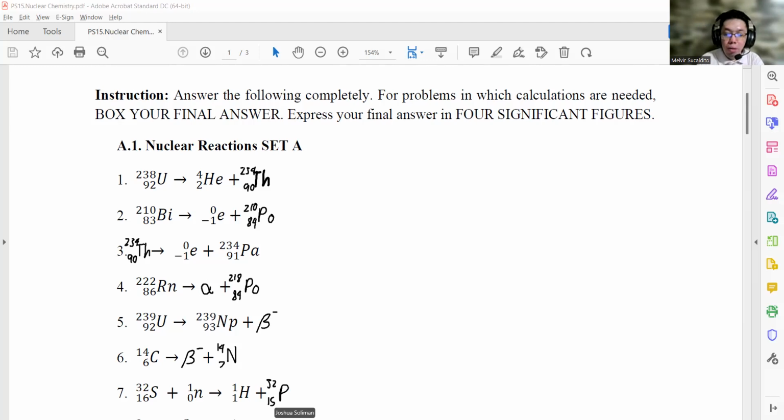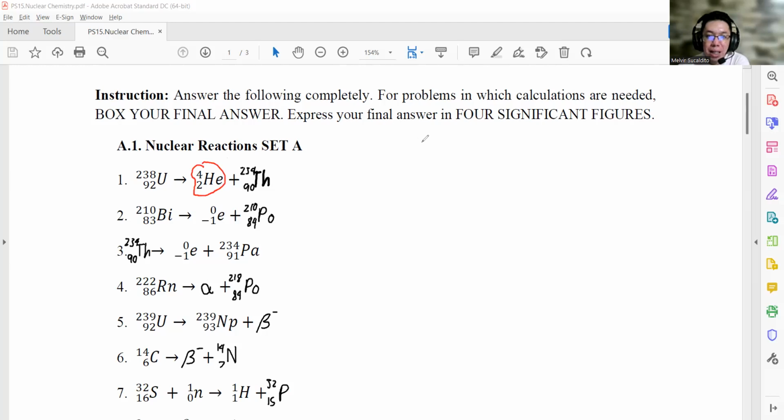Let me check. For number one, we have uranium-238. And what's your byproduct for this one? Thorium-234. I know what type of radiation is produced: alpha. Okay, so uranium-238 is an alpha emitter.